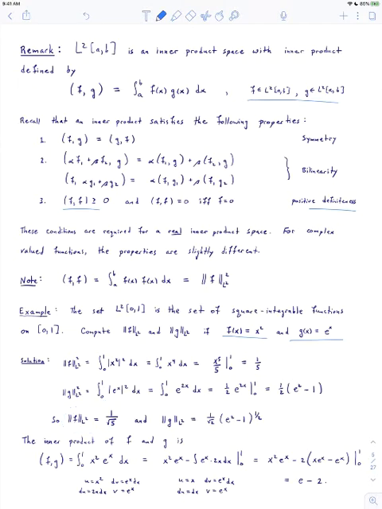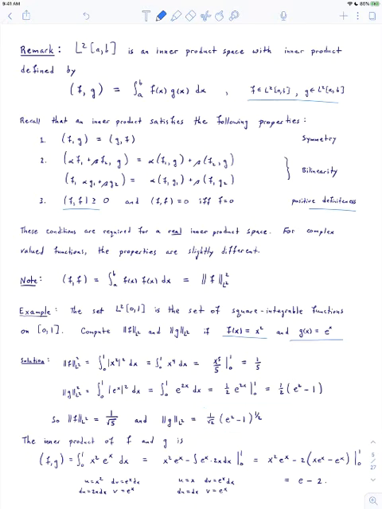Similarly, if you compute the L2 norm squared of g, that's the integral of e to the x quantity squared, or e to the 2x. So we integrate that, we get 1/2 e to the 2x from 0 to 1, so it's 1/2 times (e squared minus 1). So if you compute the square root of that, you get the L2 norm, which is 1 over the square root of 2 times the square root of (e squared minus 1).